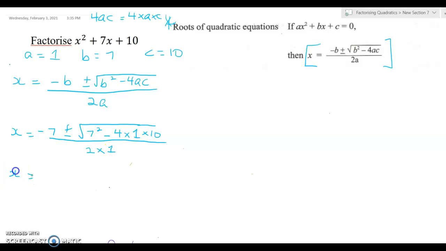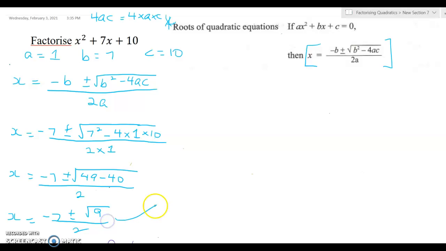And now we're just going to simplify. So I'm going to simplify what's under the square root. So, minus 7 plus or minus the square root of, 7 squared is 49, minus 4 by 1 by 10, that's 40, all over 2 times 1, which is just 2. So let's simplify again. Minus 7 plus or minus the square root of 49 minus 40 is 9, all over 2. So x is equal to minus 7 plus or minus 3, all over 2.